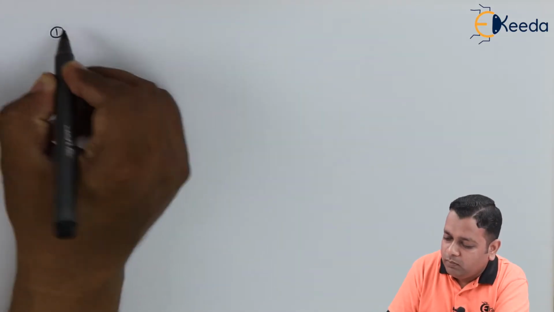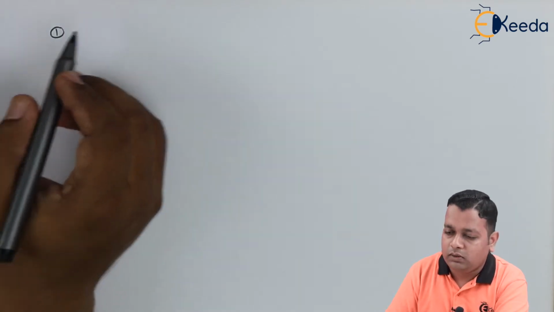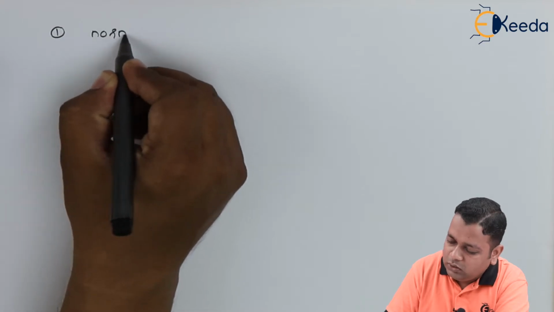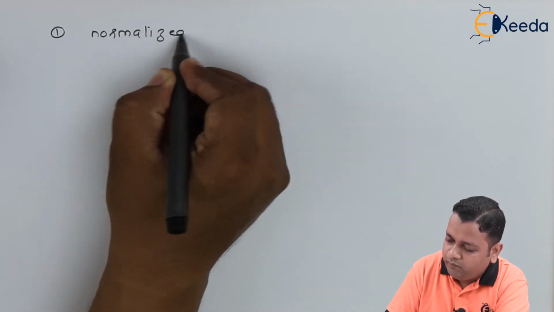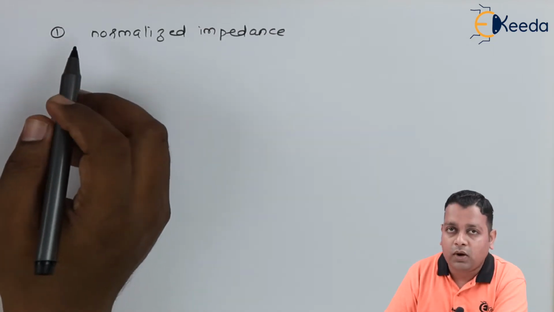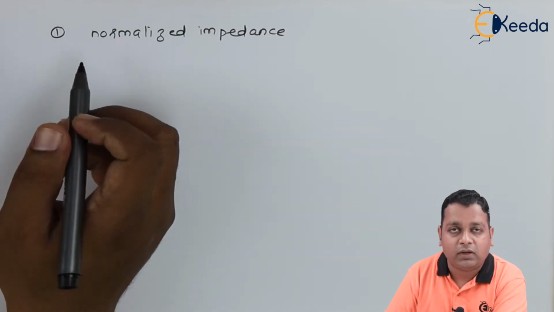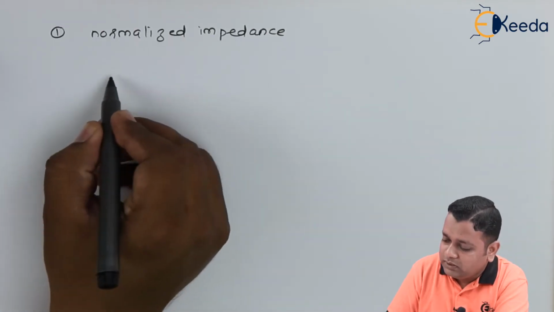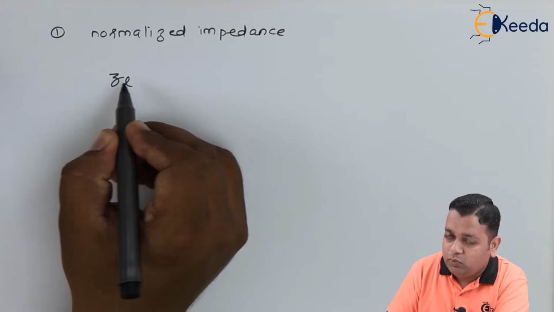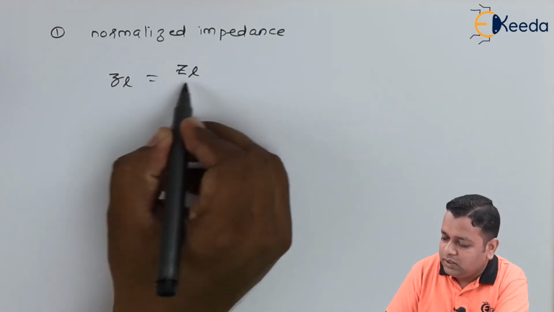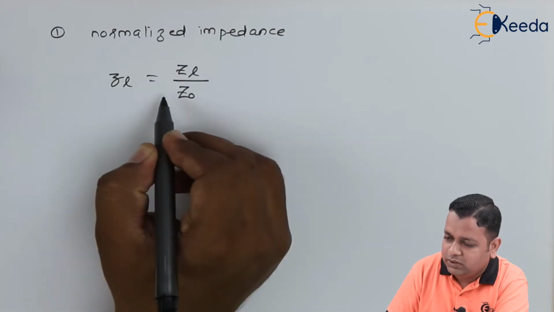Now, very first of all, we mention step number 1. Step number 1 is the computation of the normalized load impedance. Initially we have been provided capital Z suffix L, and the characteristic impedance is also provided to us. Therefore, the normalized impedance can be represented as small z suffix L, and it will be the ratio of capital Z suffix L divided by Z suffix 0.